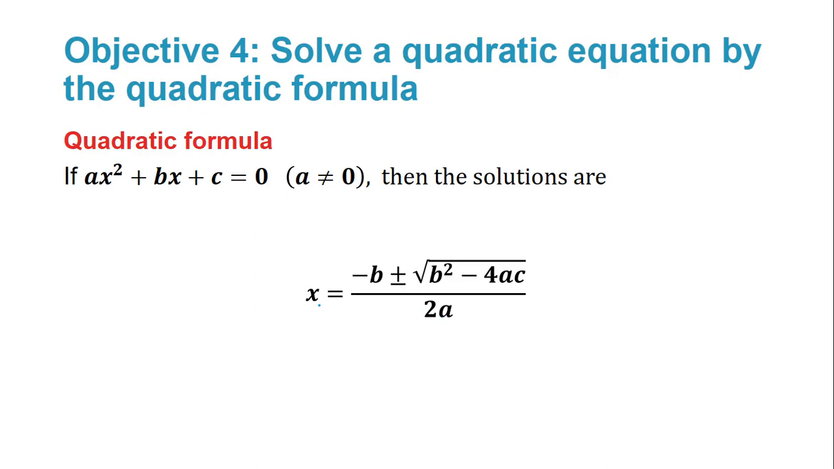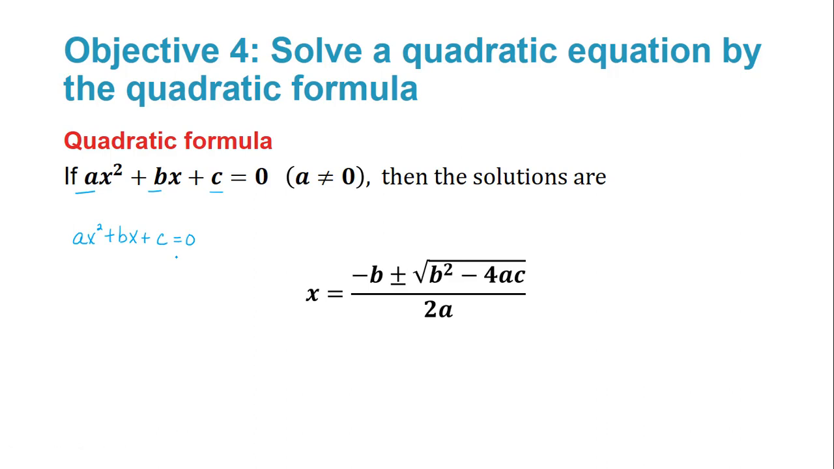So this shows that the solutions of the equation are based on the values of a, b, and c, where a, b, and c are the coefficient of the quadratic term, coefficient of the linear term, and the constant term, respectively. Where does this formula come from? Well, it actually comes from taking the equation ax squared plus bx plus c equals 0 in its general form, and applying the steps of completing the square to it.